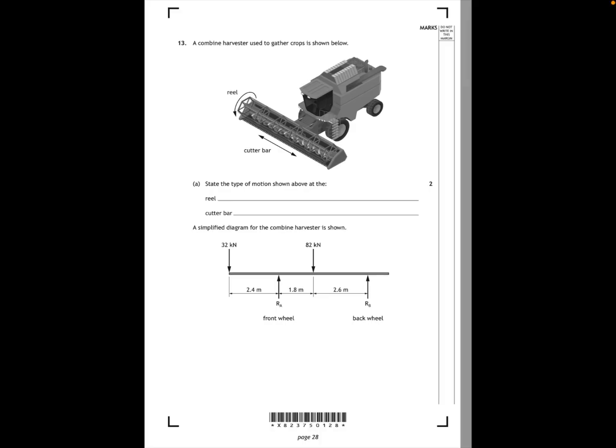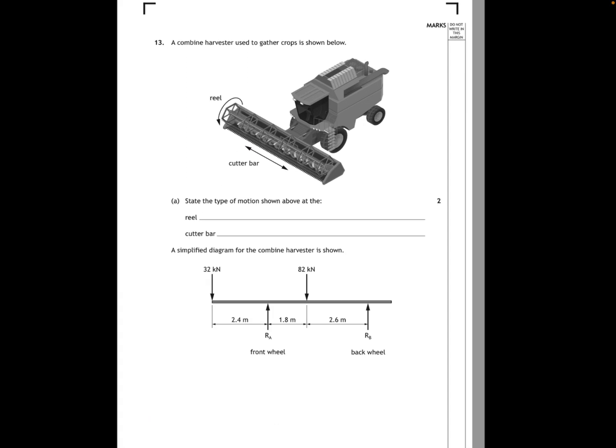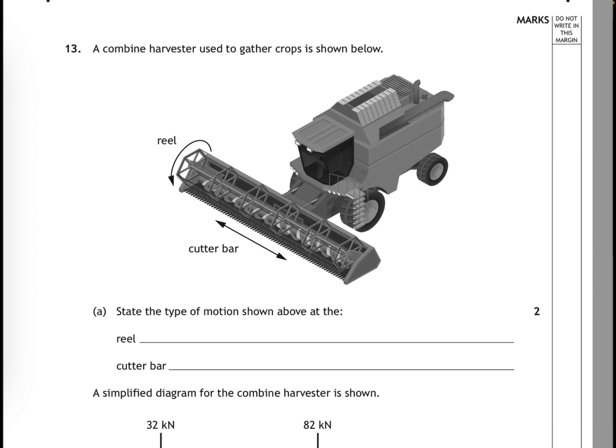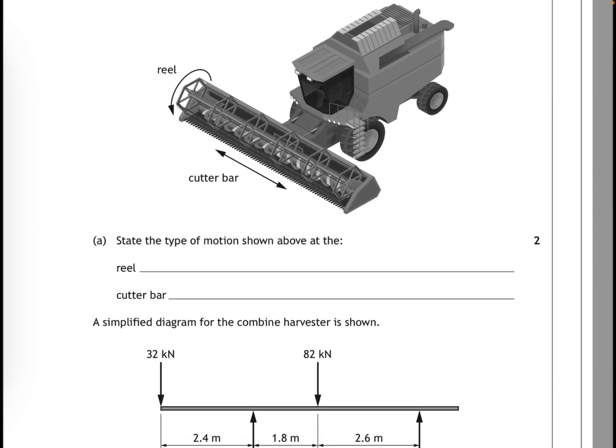This is question 13 from the 2023 National 5 past paper for engineering science. We've got a combine harvester, and there's a little picture there, and it says a combine harvester used to gather crops is shown below. And we've got two parts of that highlighted, the reel and the cutter bar. Part A asks us to state the type of motion shown above at the reel and at the cutter bar.